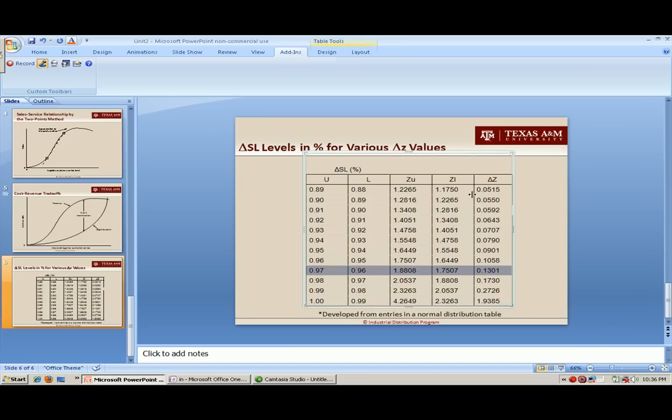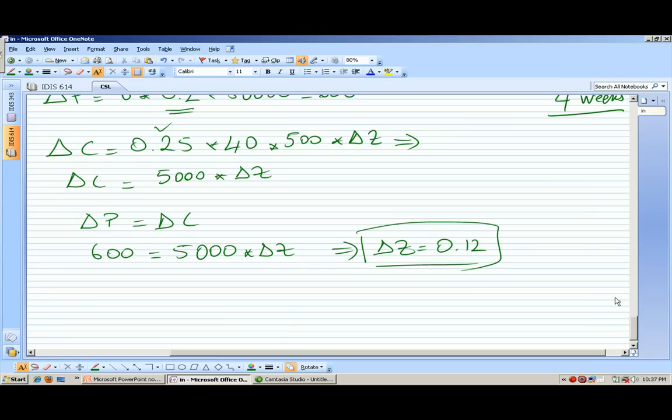Right, and I'm going to go back to the previous slide and show you what happens if I had 4 weeks. Then I'm going to show you how to come up with these delta Z tables for yourself if you need to do it, and I'll also show you what should be the really optimal customer service level if you don't want to go with the rounding. Okay, and let's go back.